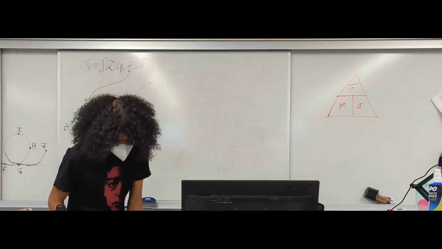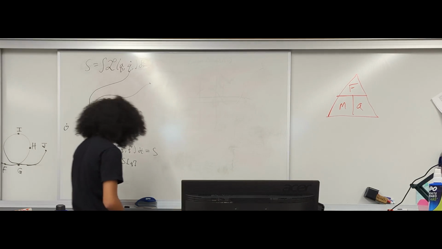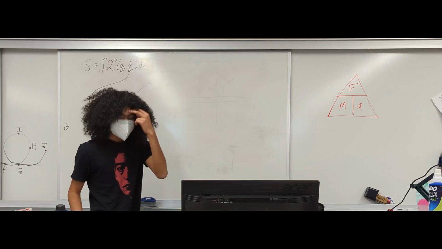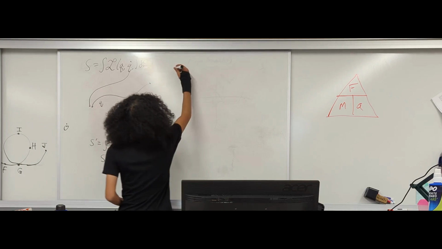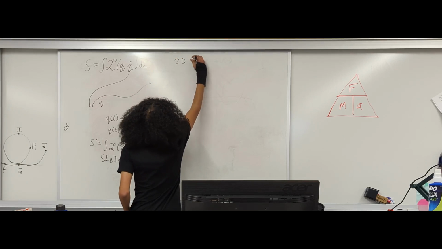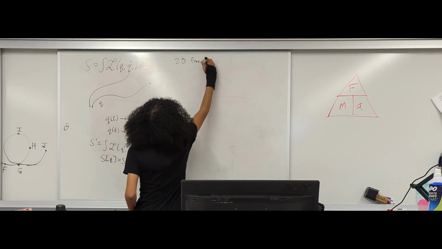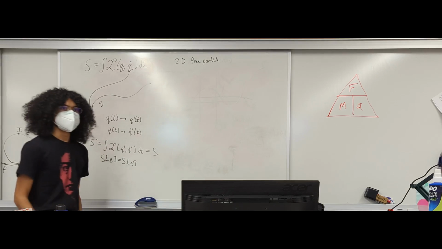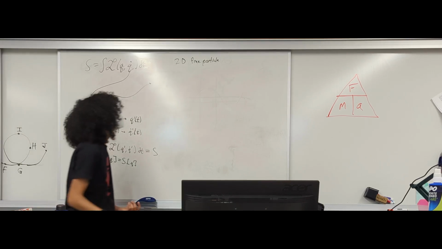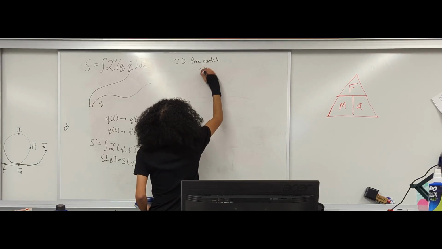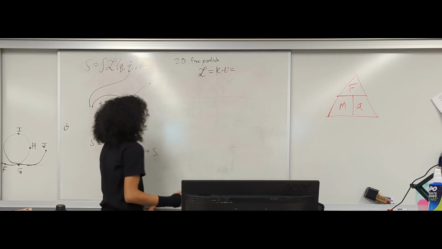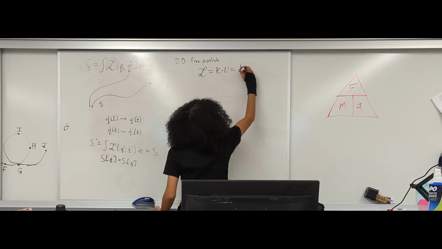Actually, maybe we should do that now. So let's do a simple 2D example. So we have a two-dimensional free particle. The free particle again means that there's no forces, no potential energies. And so the Lagrangian we said before is this.